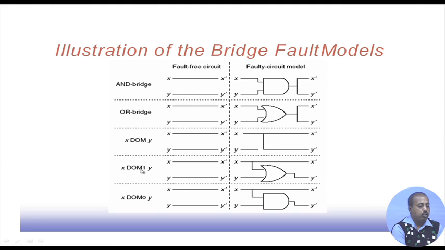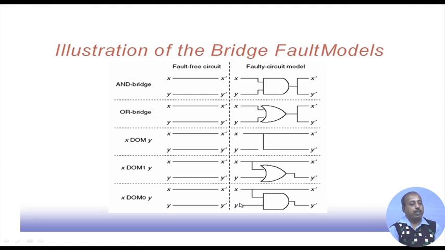Then x dominant 1 y. x will dominate over y if x equal to 1. This is modeled by the introduction of this OR gate. If x equal to 1, then x dash and y dash both of them are 1, but if x equal to 0, then y comes to y dash. So, that dominance is not there. Similarly, x dominant 0 y is modeled by an AND gate. x comes here and y comes here. If the x value is 0, then irrespective of the value of y, the y dash value will be 0. So, this is another type of faulty circuit model.